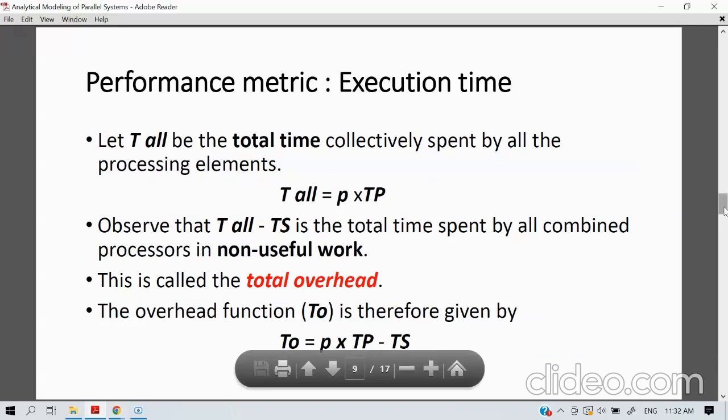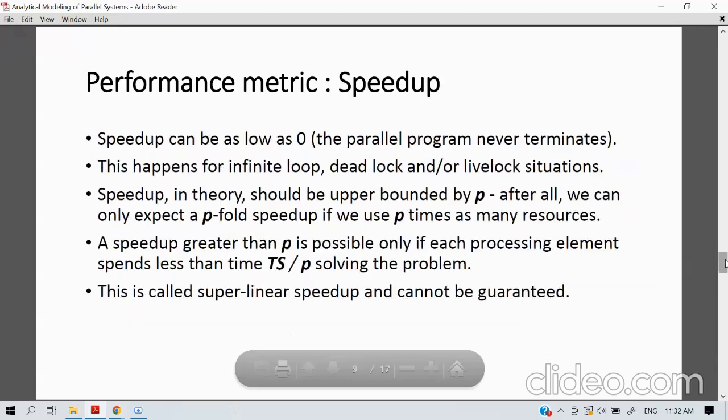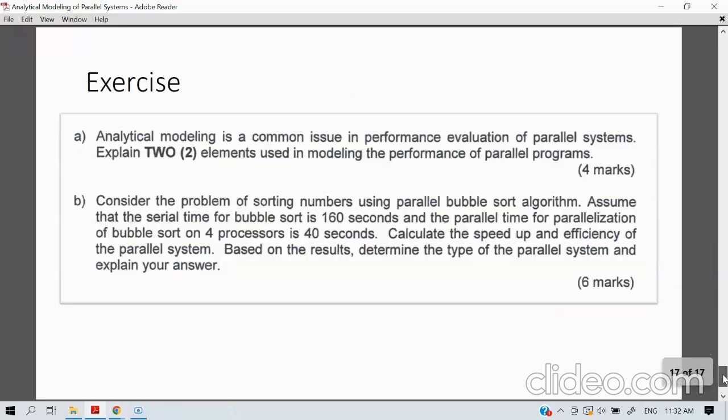Okay, so nak make sure you all faham, madam nak you all jawab soalan ni. Okay, so soalan A. Analytical modeling is a common issue in performance evaluation of parallel system. So explain two elements used in modeling the performance of parallel program.